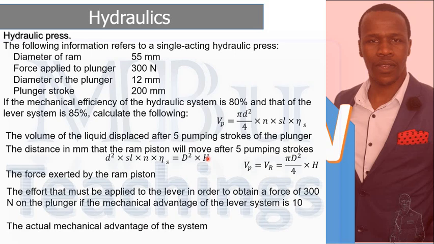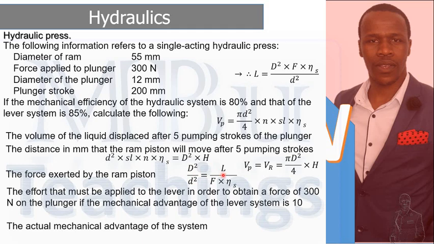Moving forward to the force exerted by the ram piston. Now this force is different from that one. That is the force on the plunger. That means this is F. So here we are looking for L. It's the load on the ram, so that is L. So this is the formula for it.